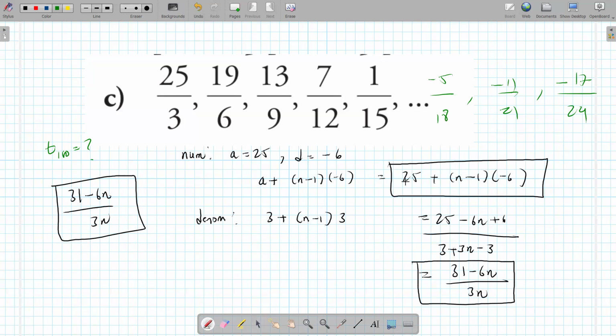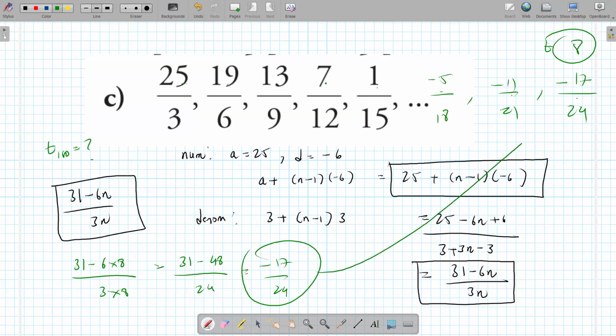Let's check if that works. So 1, 2, 3, 4, 5, 6, 7, 8. So this was T8. So let's plug 8 in there. 31 minus 6 times 8 over 3 times 8. 31 minus 48 over 24, negative 17 over 24. So it checks out. Always double check your patterns, right? Sometimes they may work out, sometimes they may not. But this one is just a linear function on the top and on the bottom. So it's not too bad.